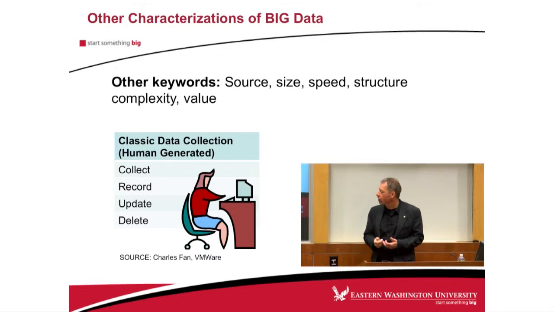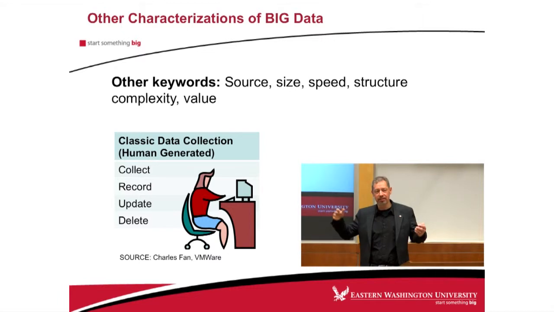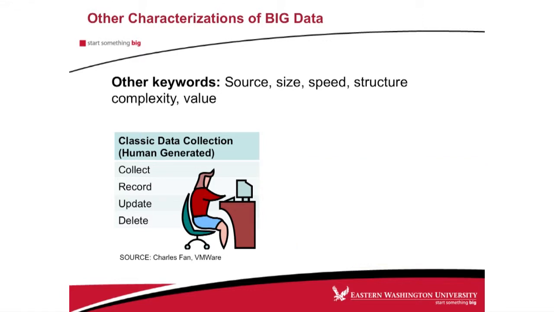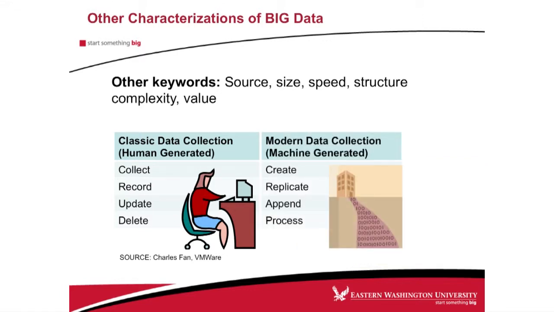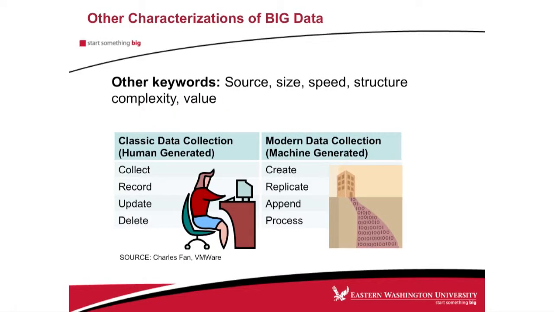A fellow, Charles Fan, who works for VMware, gave the following characterization of classical data collection versus modern data collection. He says the old way of collecting data was we collect it, we record it, we update it, and we delete it. So there's the cleanup that we used to do. He calls that CRUD data, whereas in modern data collection we create data, and it actually creates itself. It's primarily machine generated. We replicate it, we append it, and we process it, but we don't really delete anything. So he calls that, well, you get it, the crap data.